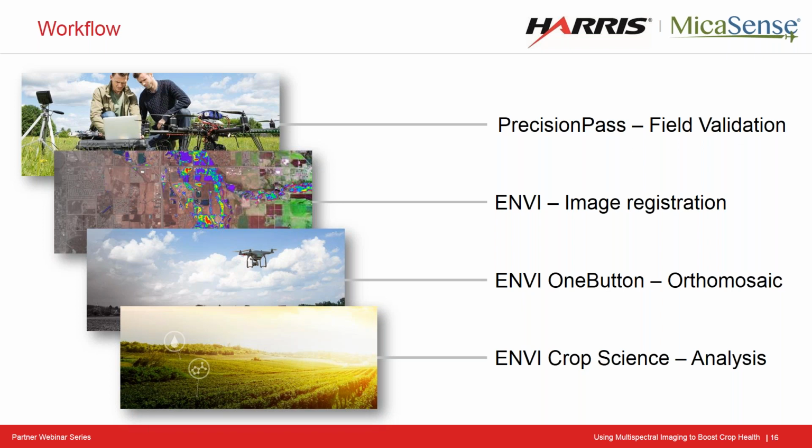With the MicaSense RedEdge, each one of the bands is captured by a different camera, so it's important that you do image alignment, and we can help with that using ENVI. And then using ENVI1 button, you can do Ortho Mosaicing to get a final image that can either be visually interpreted or passed into ENVI Crop Science for further analysis.